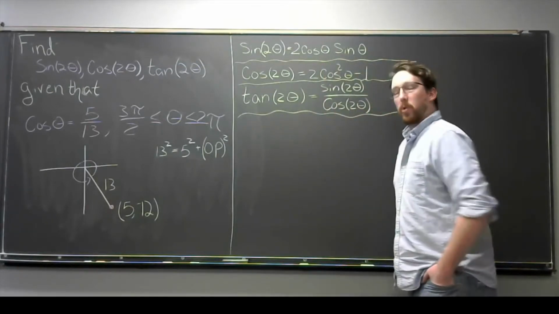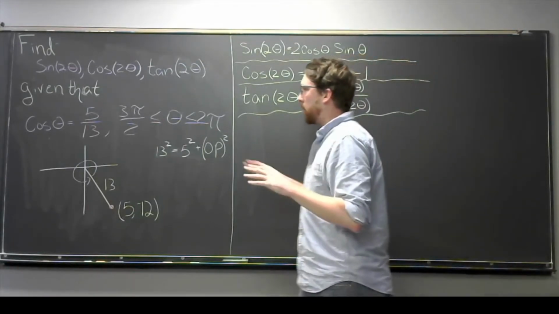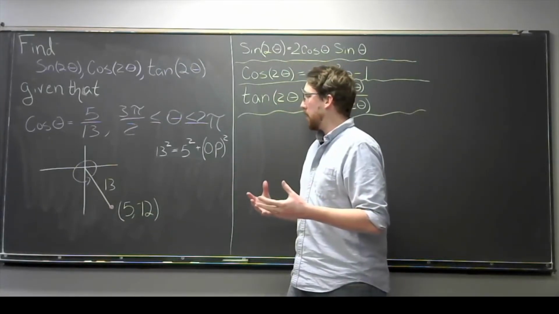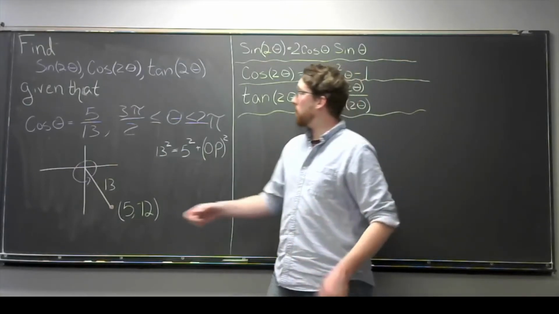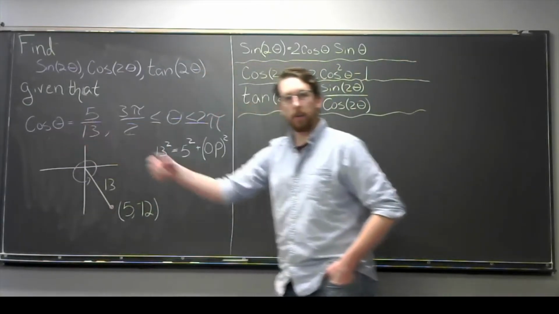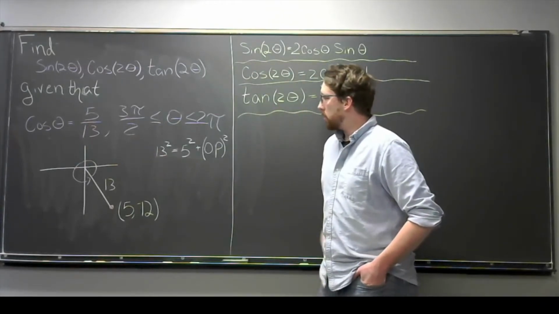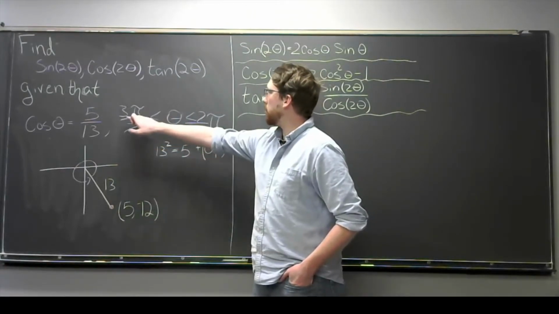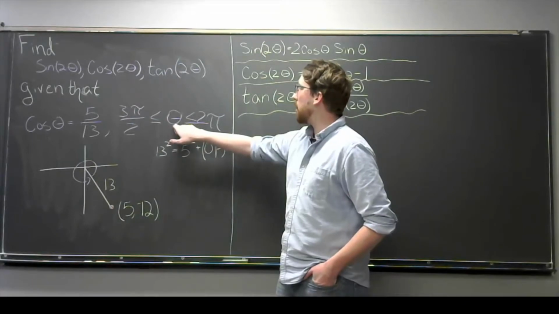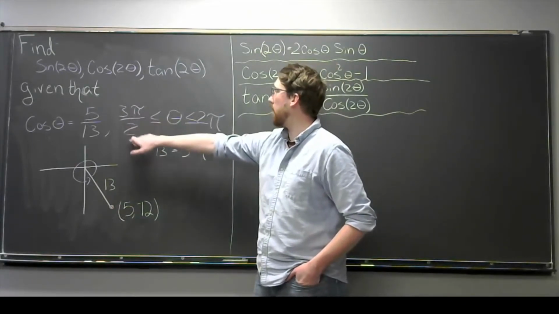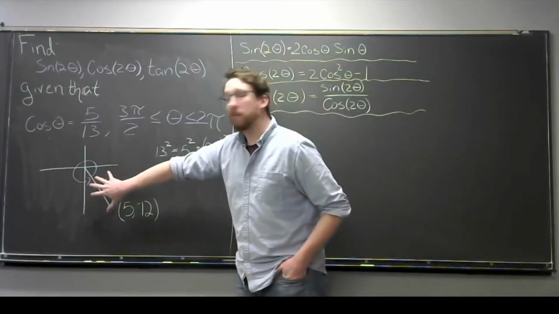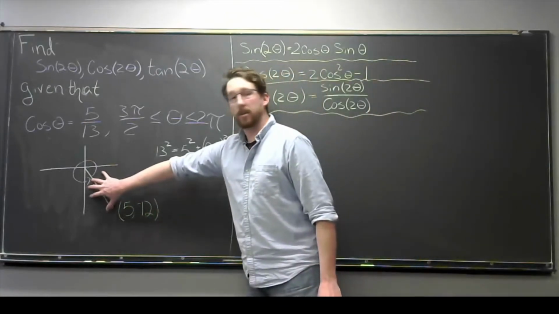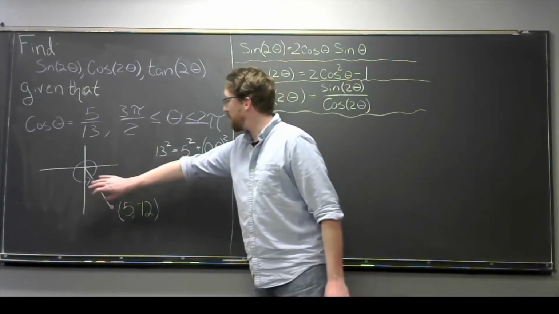All right, so what we've got here is a situation where we know the hypotenuse is going to be 13, and we know the x value is going to be 5. We know that because of the cosine, right? We can break it up that way. Let me back up too. We also know that because our angle is between 3 pi over 2 and 2 pi, we're going to be in this quadrant. So x is positive, y is negative, because we're in this bottom right quadrant.